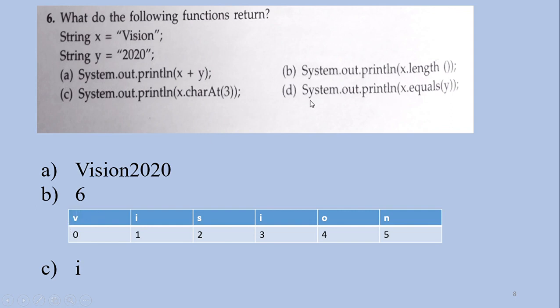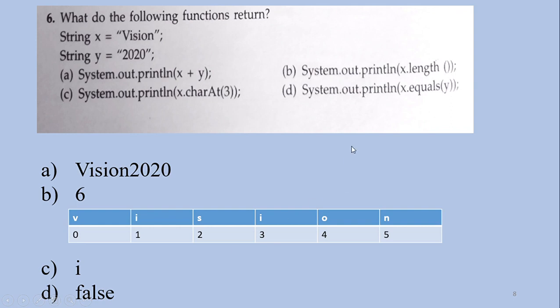The last question, System.out.println x.equals y. Equals is a function which compares both the strings x and y, and here it looks for the case sensitive. X I have vision, y I have 20. Both are different strings. No way they are the same. So what will be my answer? Equals will return boolean. So my answer will be false.